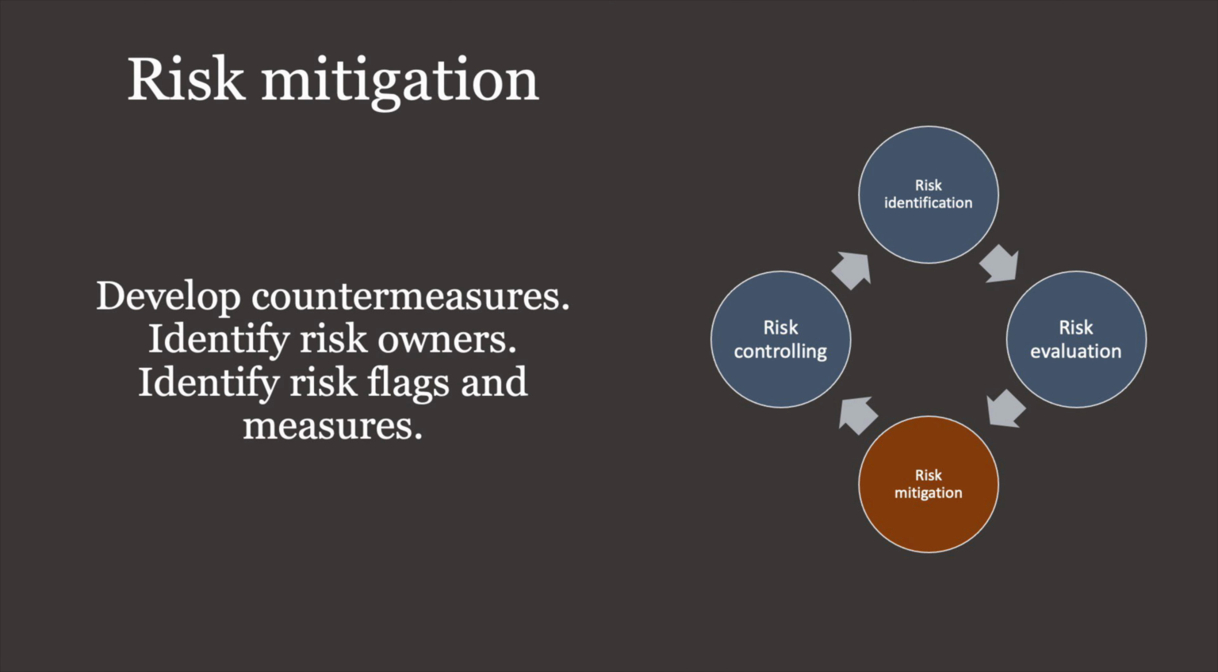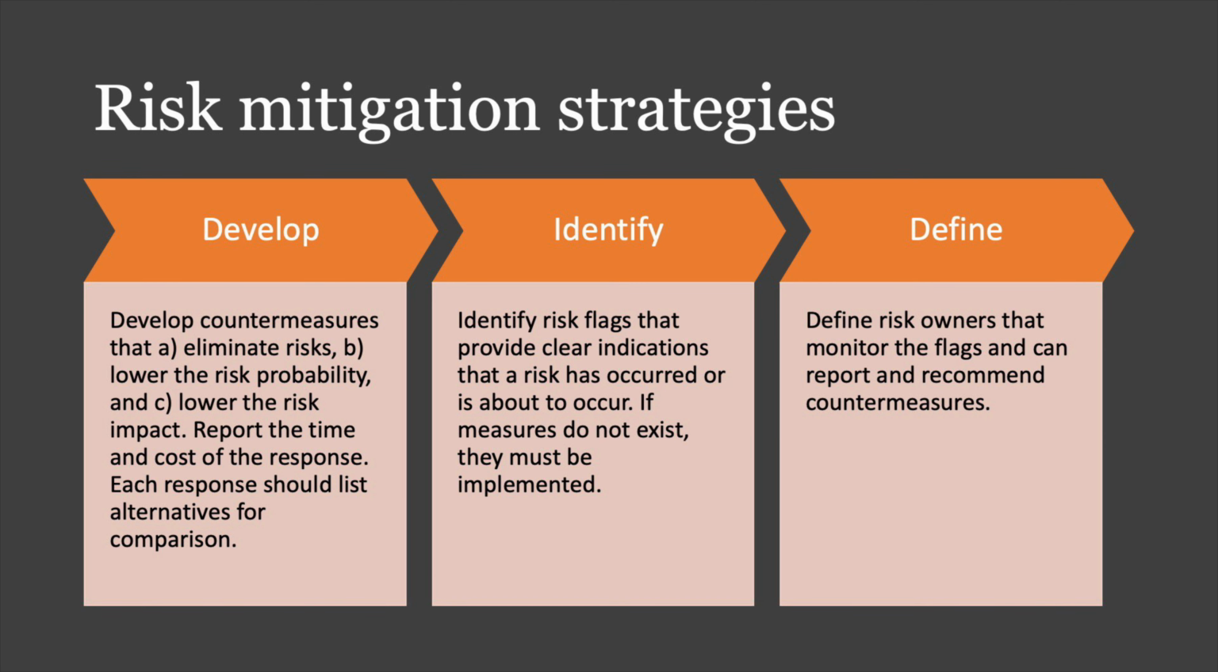Risk mitigation. Now, for risk mitigation, the first step is developing countermeasures. What do we do if we encounter a risk? What are the strategies that we use? We also identify the risk owners. Who's going to own this risk? And who's going to identify flags of this risk, and who's going to identify measures and make sure those measures are occurring so that we have information to apply our countermeasure, and some early warnings. So here are some strategies we use for risk mitigation.